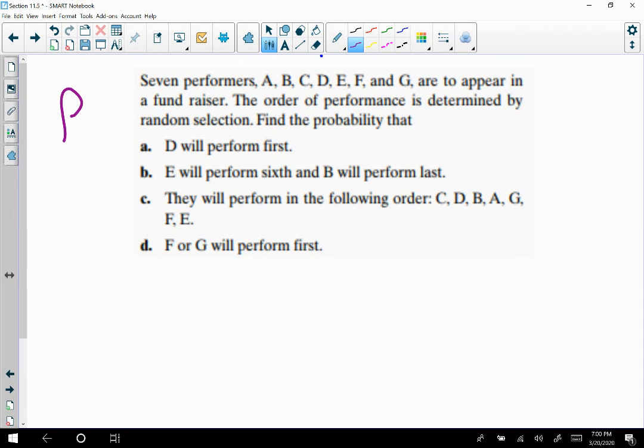So first things first, we have to find that total. In order to find that total, we are running 7 performers, P, and I've got to choose 7 of them. All those performers are going to perform. So that's why it's 7P7. I've got 7 performers total, and I'm choosing 7 of them.